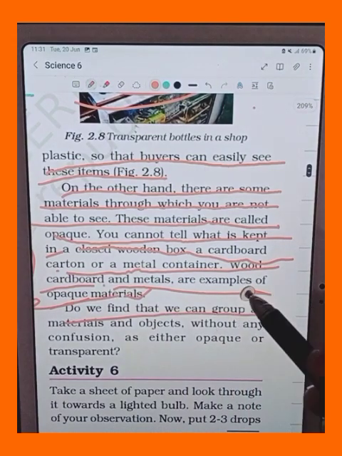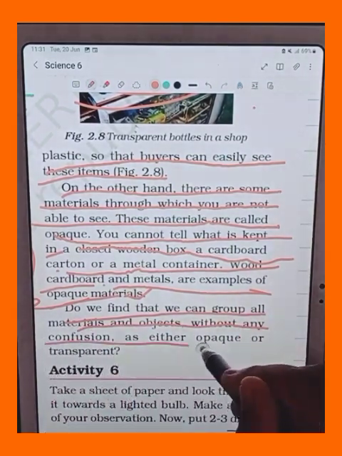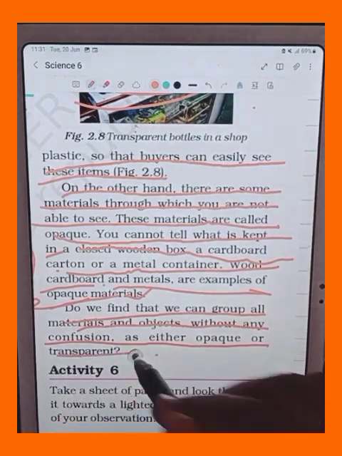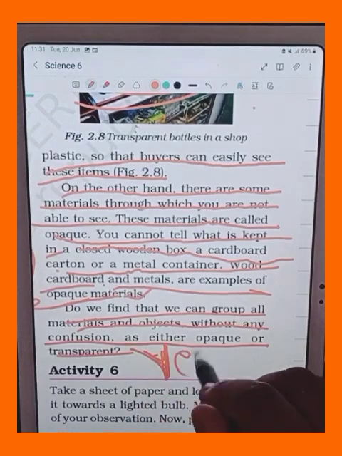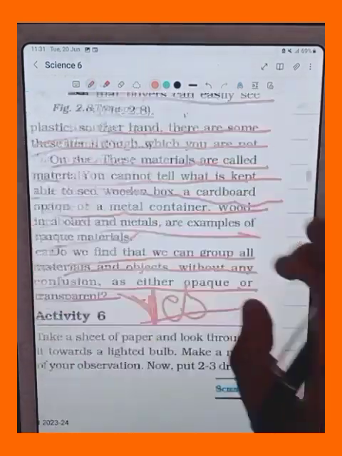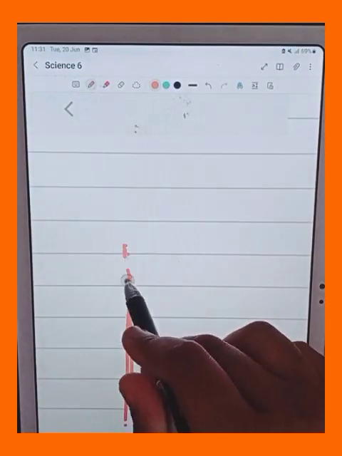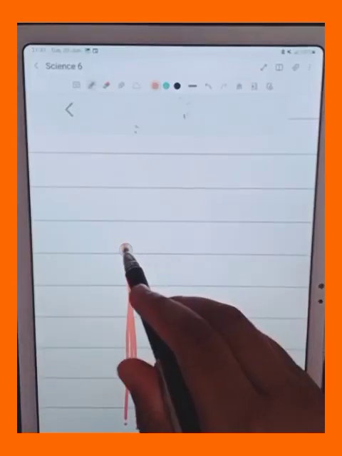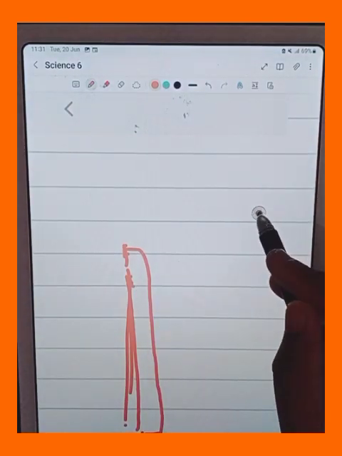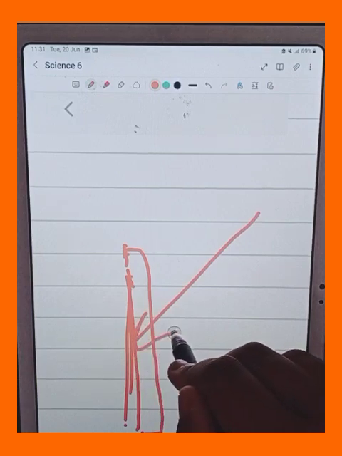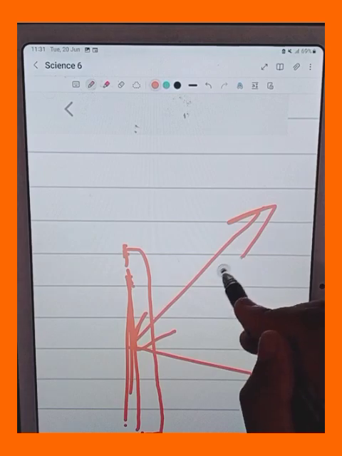Do we find that we can group all materials and objects without any confusion as either opaque or transparent? So yes, we can group. You must be wondering, there is a mirror. A mirror is not transparent. A mirror is opaque. In Hindi it's called shisha. When you put light on it, it's opaque, so it would not let light through. It just reflects. It's a special kind of opaque object.